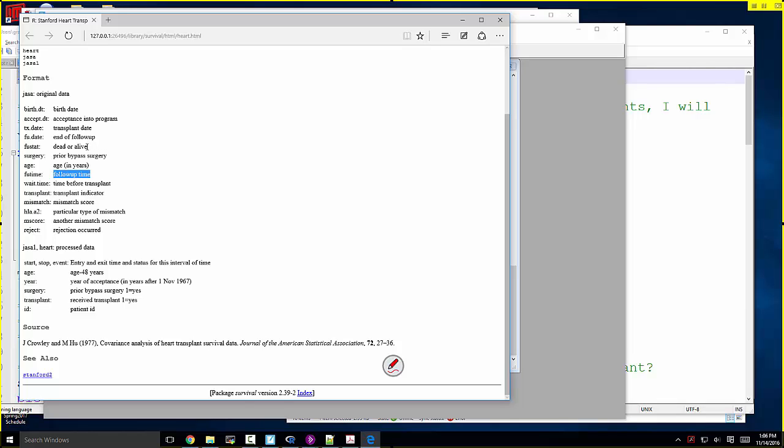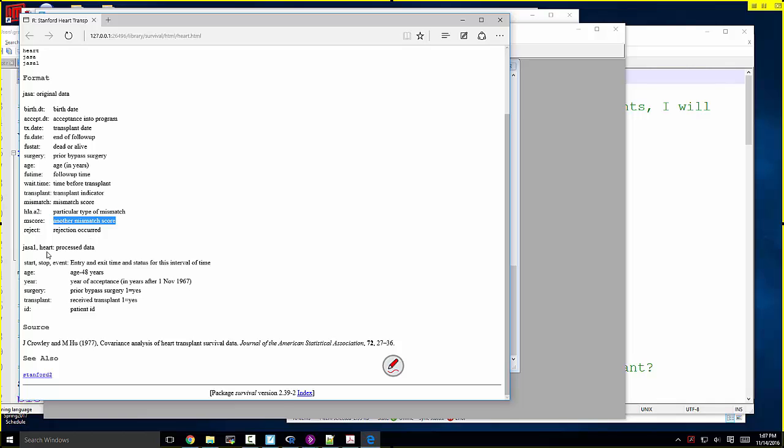And censoring indicator, follow-up stat, dead or alive, is our censoring indicator. Then we have a covariate for prior bypass surgery. We have age. Mismatch scores. So these would be some kind of quantification of how far from perfect was the match between a heart transplant that you already received and what it should have been to perfectly match with your makeup.